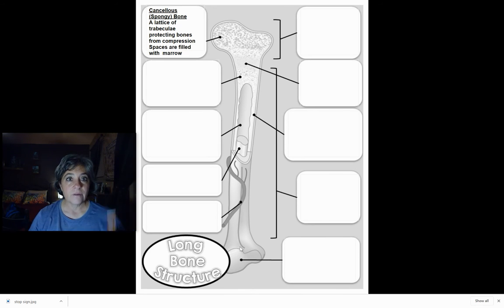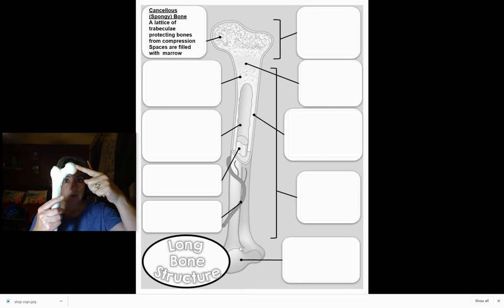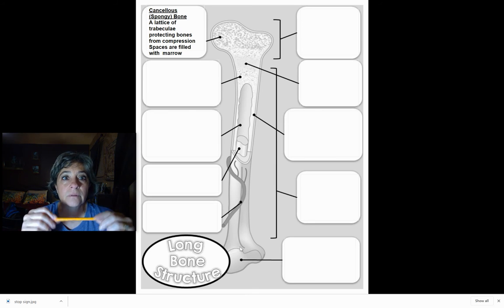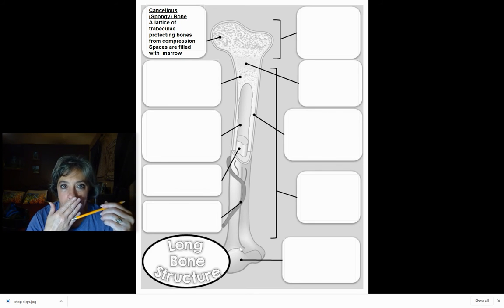The end of a long bone, this is the end of it here. On the inside is the spongy or cancellous bone. And we already mentioned what that was in the last picture. A lattice of trabecula, that's the solid part of the spongy bone, protecting bones from compression. And the spaces in there are filled with red marrow.